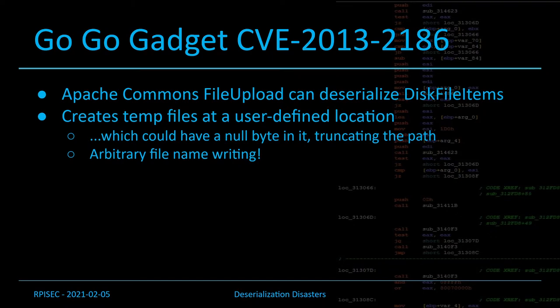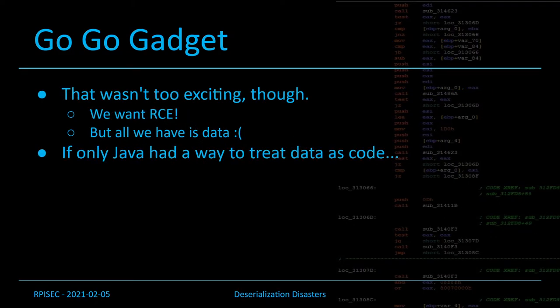It was possible to create a temp file at some user-given location, but unfortunately, if you added a null byte at the end, it would terminate the resulting path. It wouldn't add anything else onto the end, so you can get completely arbitrary file names. That was a problem. But that's not remote code execution. That's just messing with files, which is a little boring. So we really want to get remote code execution.